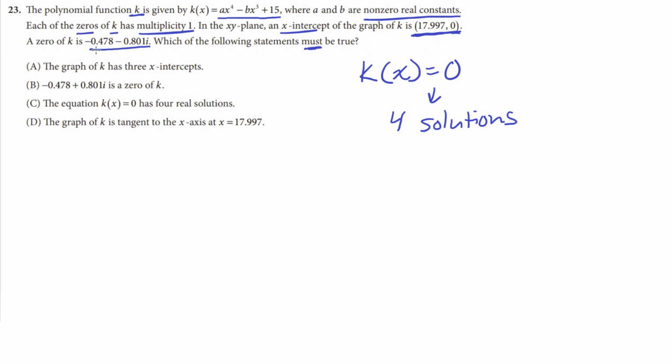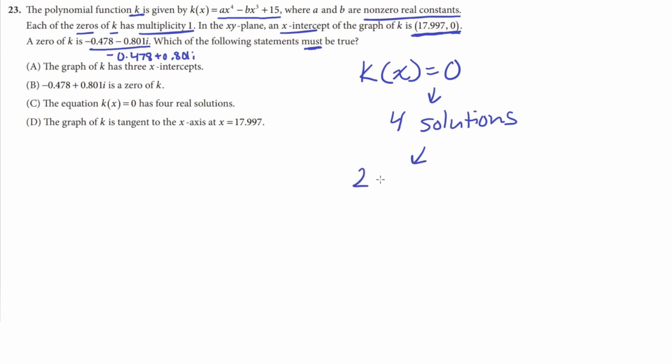And then there are two imaginary solutions, because we're told that the 0 here is an imaginary solution. And we also know that imaginary solutions always come in pairs, meaning the conjugate of this, so negative 0.478 plus 0.801i, is also a solution. So there are two imaginary solutions, one real solution, and that probably means the other.